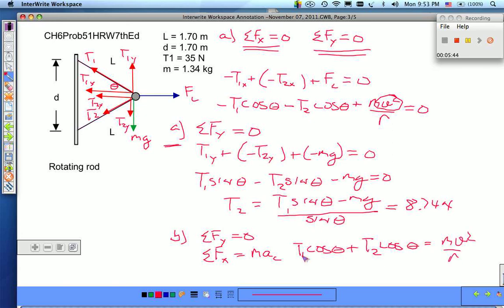Now, we have enough information to solve for the left-hand side of the expression. If you substitute 35 cosine 30 plus 8.74 cosine 30, you're going to get a force of 37.9 newtons. And that's equivalent to mv squared over r, which sets us up for part C.